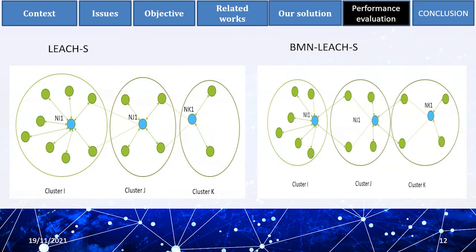We have on the left a network running on LEACH-S, and on the right a network running on BONI LEACH-S. We notice that our solution balances the nodes between the different clusters during the construction of the topology, contrary to LEACH-S. From this experiment we have collected data, and from this data we have obtained the following results.